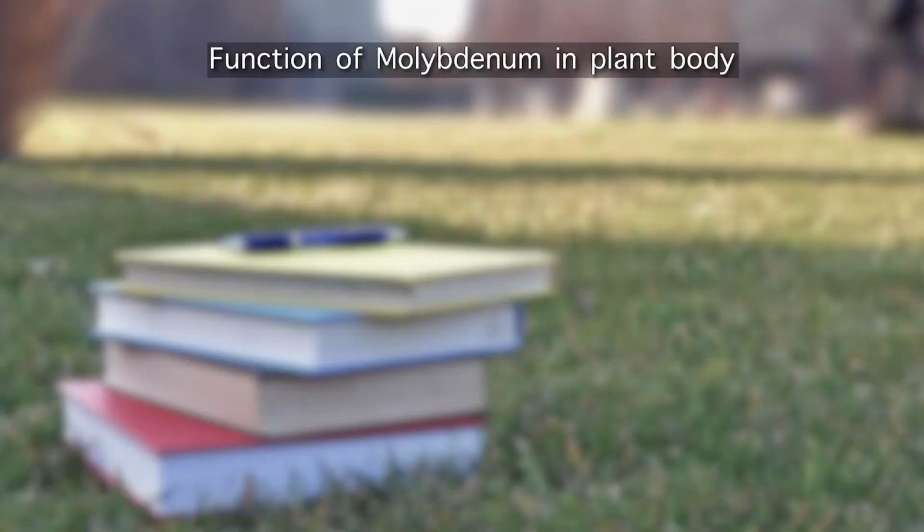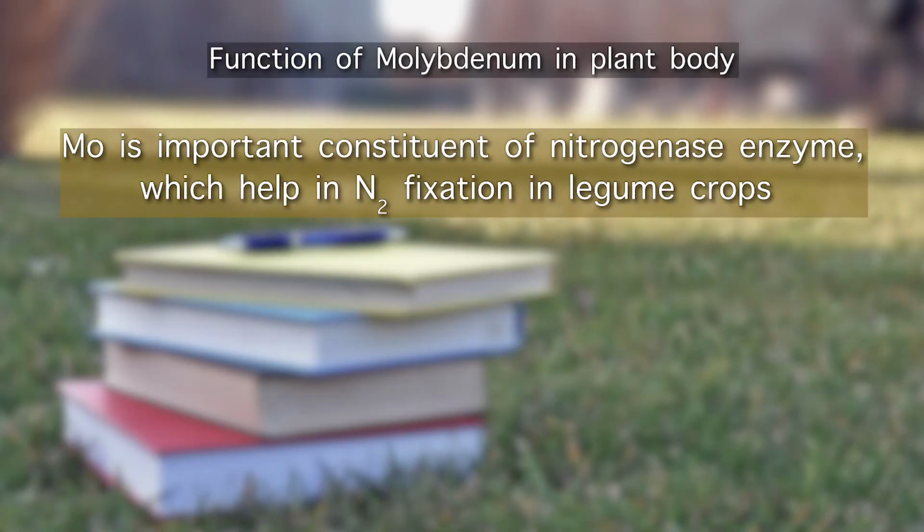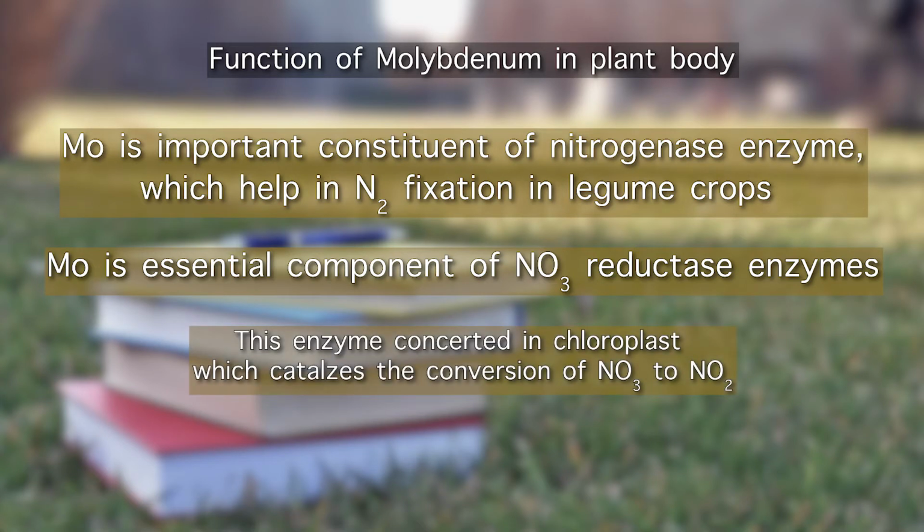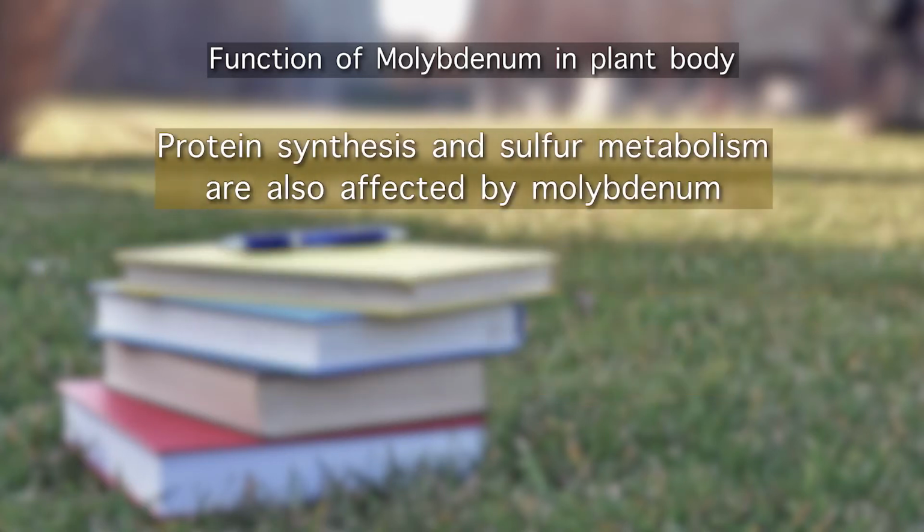Molybdenum is absorbed mostly from the soil in the form of molybdic acid or molybdate salt. It is an important constituent of the nitrogenase enzyme, which helps in nitrogen fixation. It is also useful for the function of the nitrate reductase enzyme, which is very important for the conversion of nitrate to nitrite. Similarly, it is also involved in protein synthesis and sulfur metabolism.